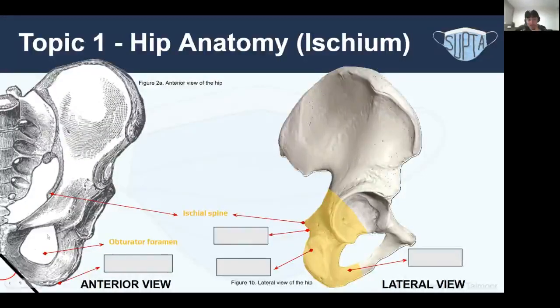And then the obturator foramen. The importance of the obturator foramen is that it has, in real life, a membrane covering it, and then it has the obturator internus and externus muscles, which originate from the membrane or the foramen itself. And we'll see that later on.